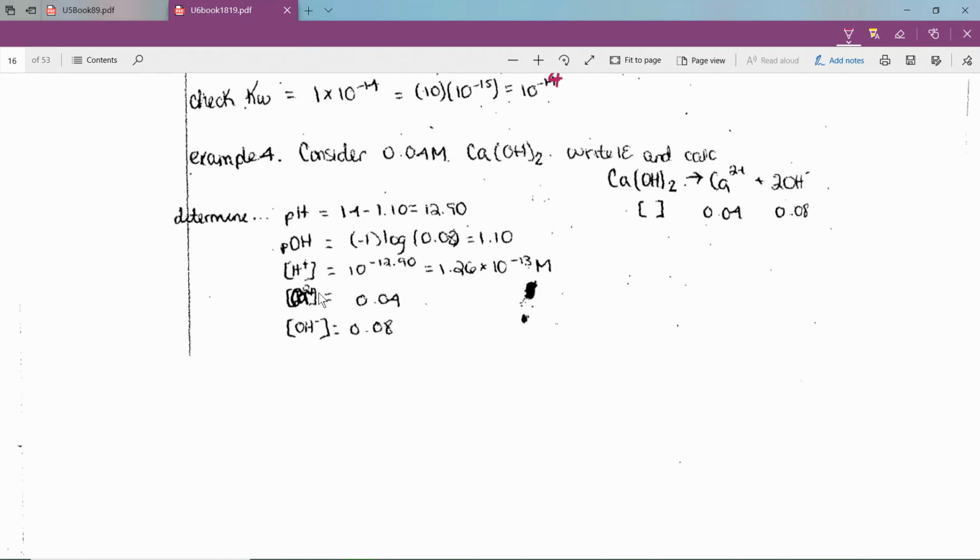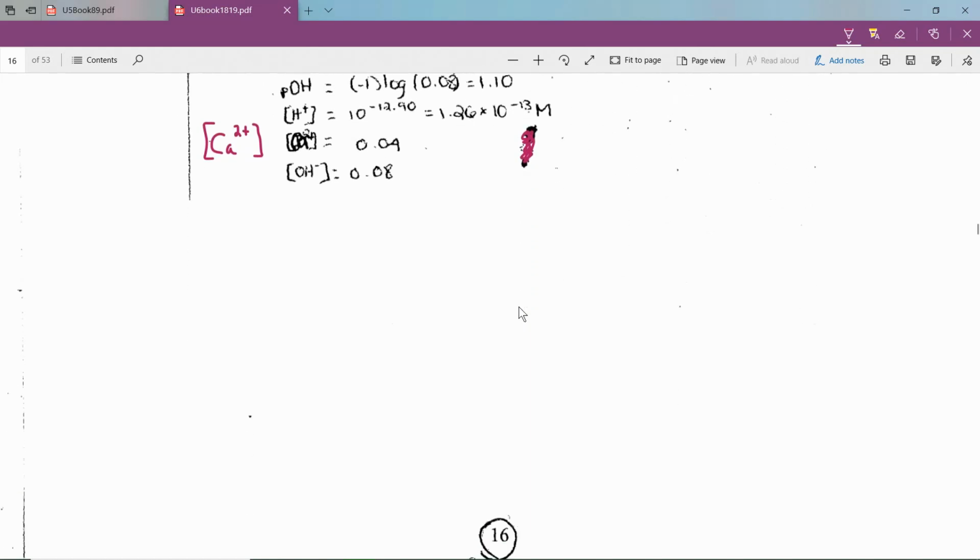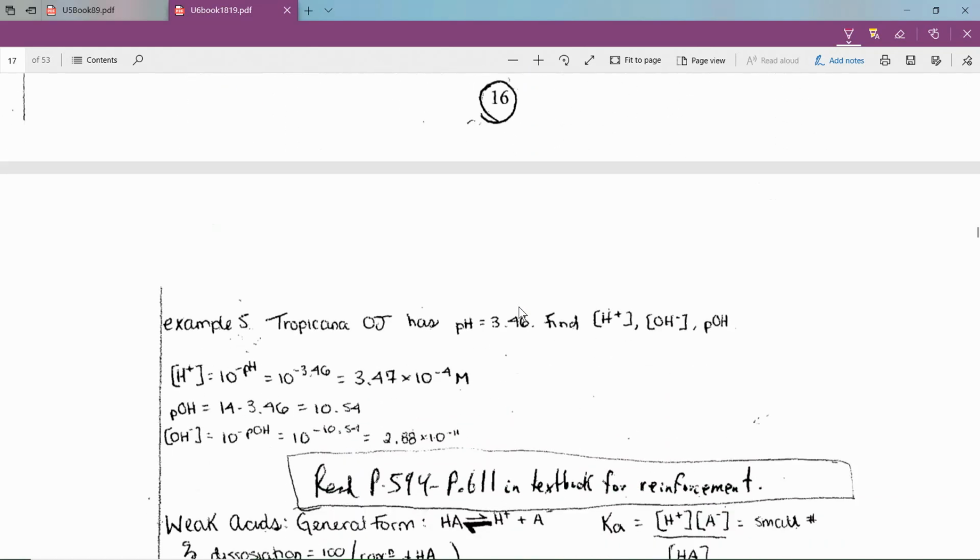And my calcium, that says Ca2+, right? Ca2+ aqueous at equilibrium is 0.04 molar, and the hydroxide is 0.08. Okay, so that is example 4. Question? Send me an EDSB question. Page 16. On to page 17.